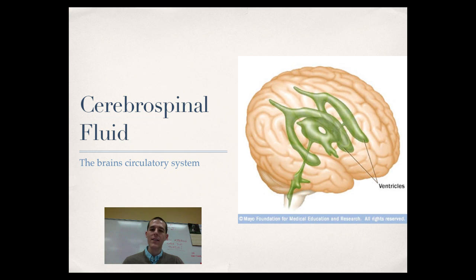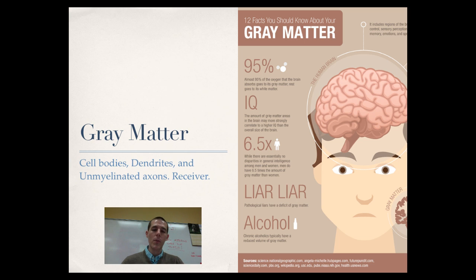The cerebrospinal fluid is kind of a separate circulatory system within our circulatory system, and it is responsible for taking care of just the brain and the spinal cord. Now, our brain and spinal cord are made up of two different types of matter, if you will. There's gray matter and there's white matter. The gray matter is made of cell bodies, dendrites, and unmyelinated axons. The gray matter is the stuff that is responsible for receiving and processing a lot of information. They talk about you got a lot of gray matter if you're really smart. That's because this is the processing center.